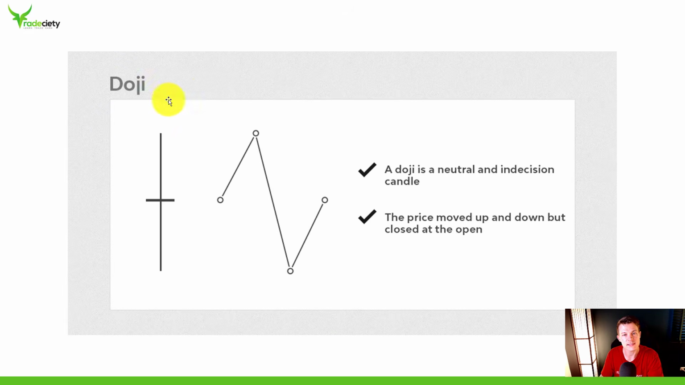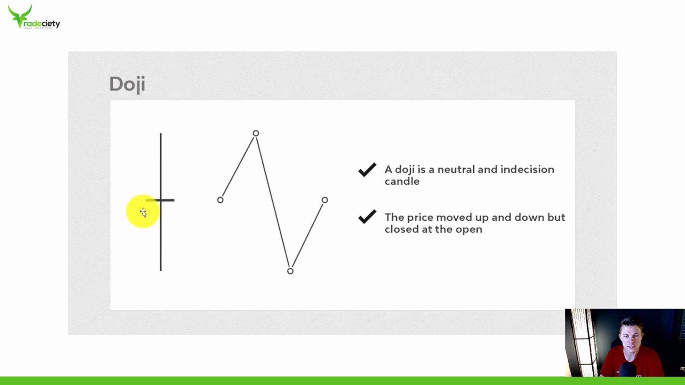The doji is a neutral candle. It's very important, but I feel in this candle, the context is even more important. Where is it happening? Is it happening in a strong trend? Is it happening at the exhaustion of a trend? And what are the candles around that? There are 3 candlestick patterns that we will learn later, actually in the next slide, and they are all using the doji as a foundation.